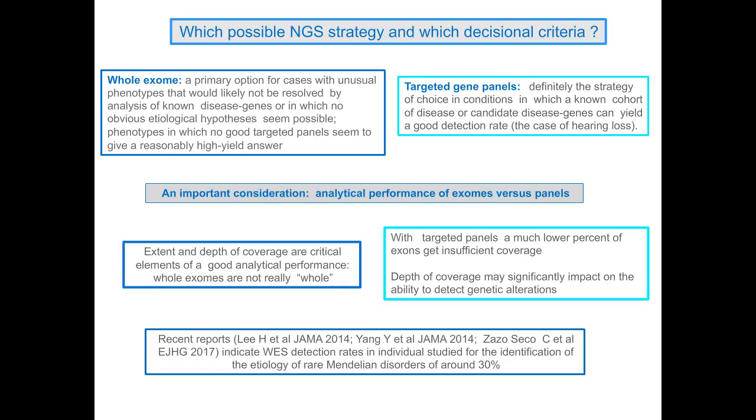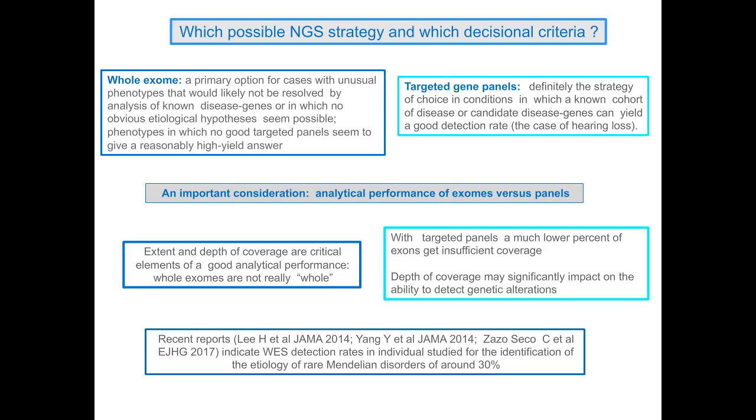An important consideration in coming up with the strategy is the analytical performance of exomes versus panels. If we consider targeted gene panels, with this strategy a much lower percentage of exons fail to get sufficient coverage. We want our sequences to be covered as best as we can, so the width of coverage and the depth of coverage. The depth of coverage may significantly impact the ability to detect genetic alteration.